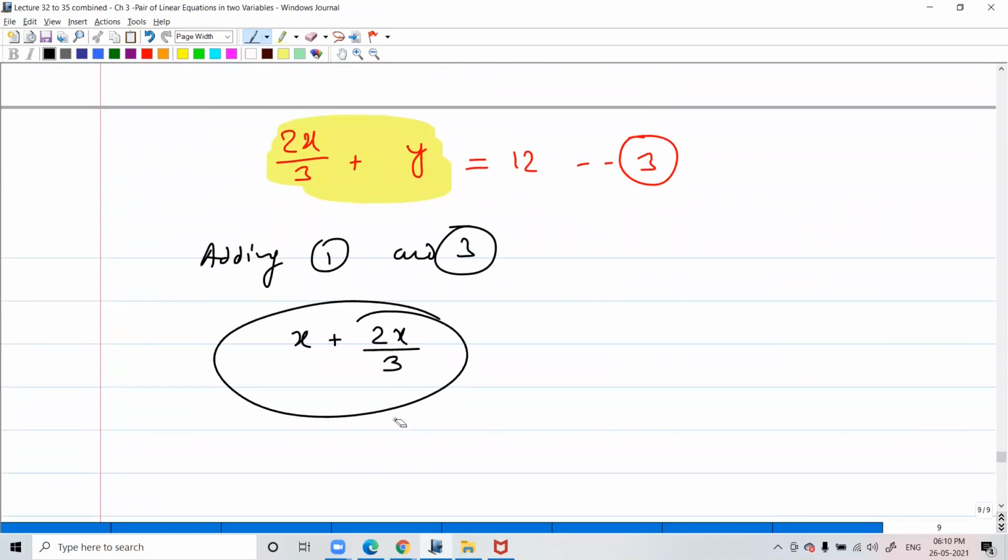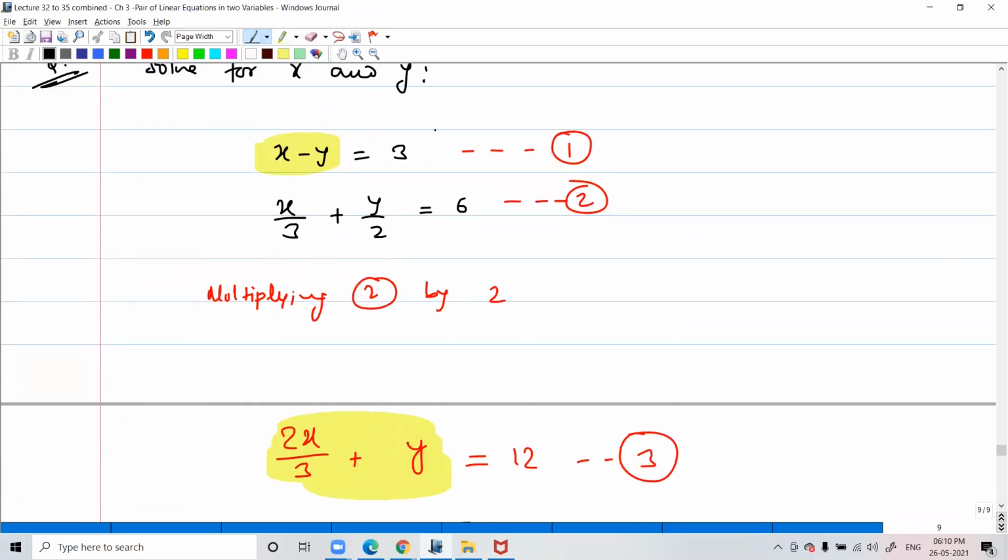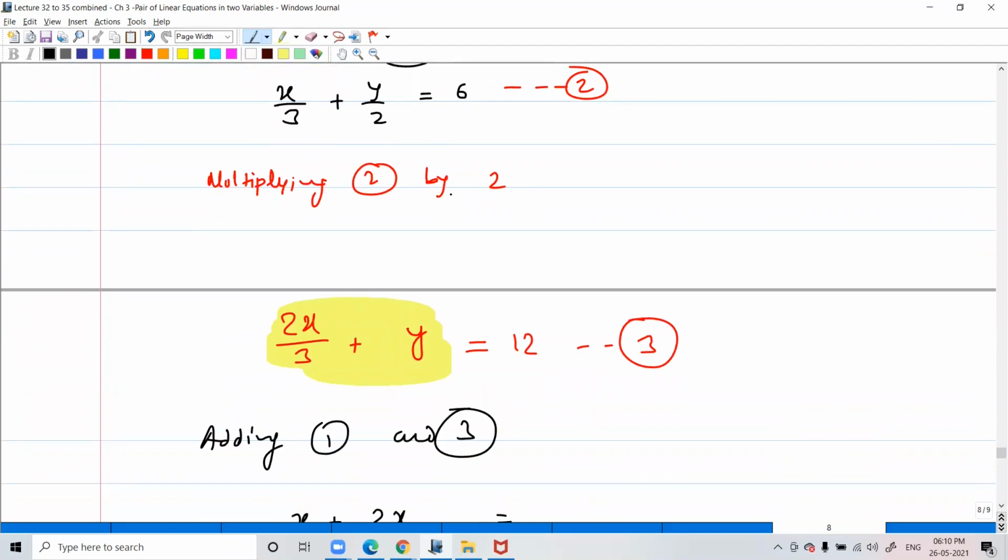So this is x plus 2x by 3, and of course minus y and plus y will become 0, so I'm not going to write it. What about the RHS? What is the RHS? This will be 3, and here it is 12. So 3 plus 12.